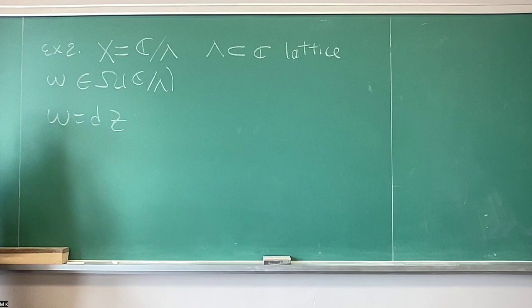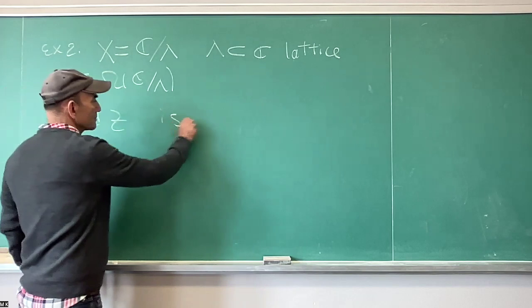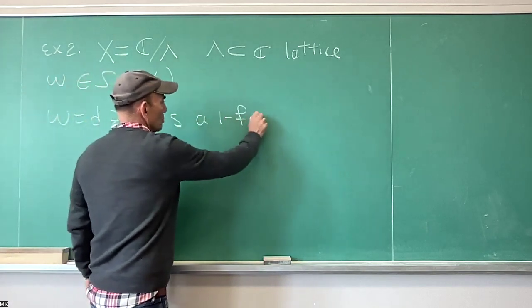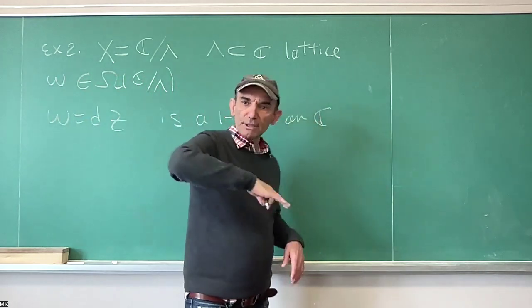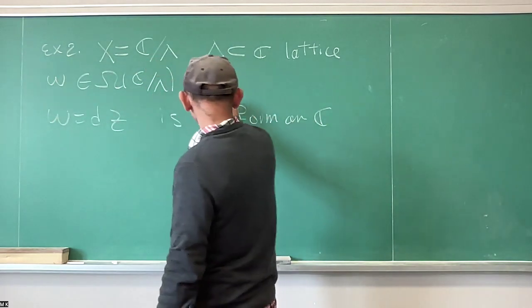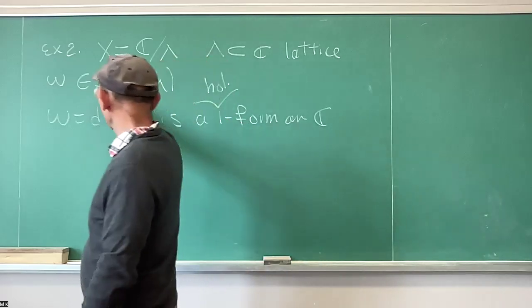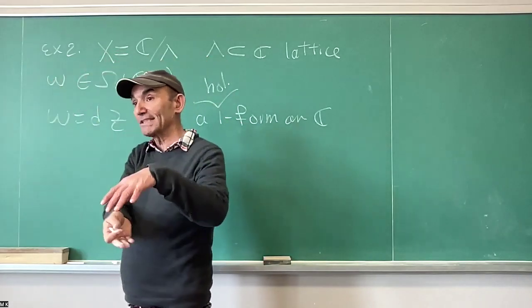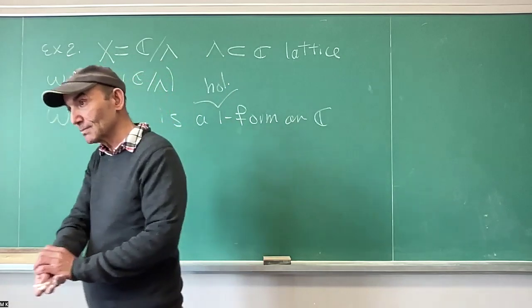Now, we have to make sure we understand why this is a one form on the torus. We know that this is a one form on C for sure, because over C we have global coordinates. This is a holomorphic one form on C. But we are interested not in C, but in the quotient of C by this lattice, the quotient group.